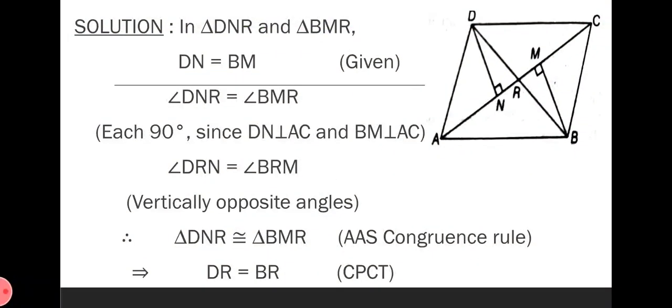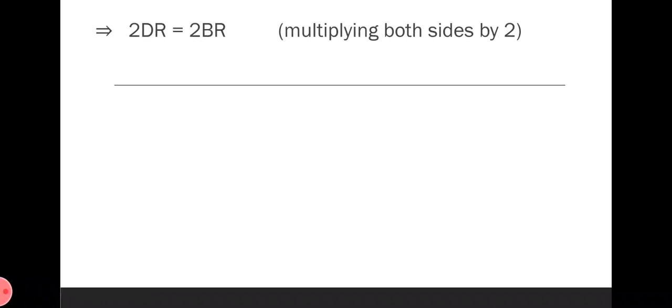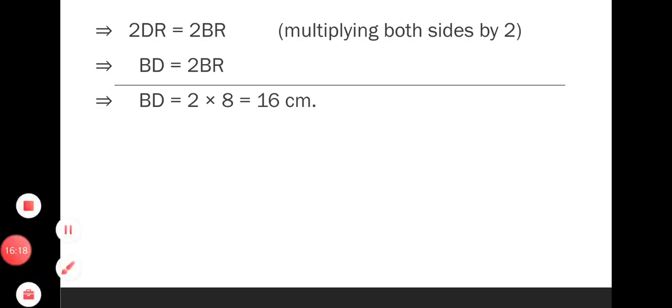Now we multiply both the sides by 2. So we get twice DR equal to twice BR. But twice DR is nothing but BD. BD equal to twice BR. We put the value of BR, so we get BD equal to 2 into 8, that is equal to 16 centimeter.